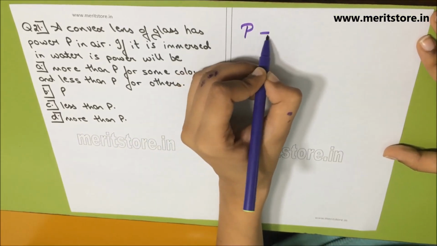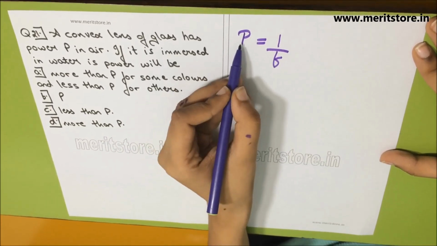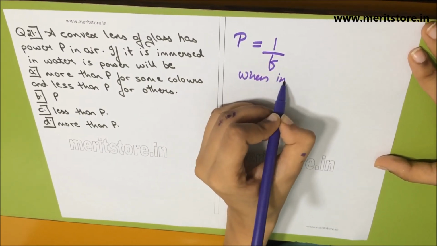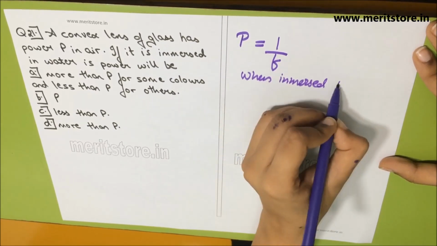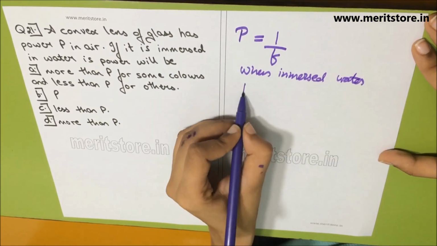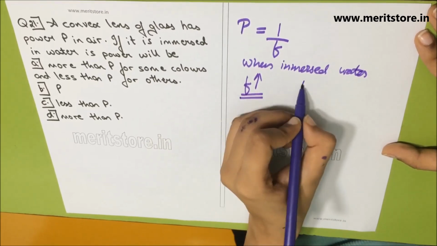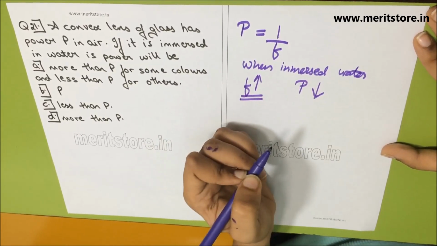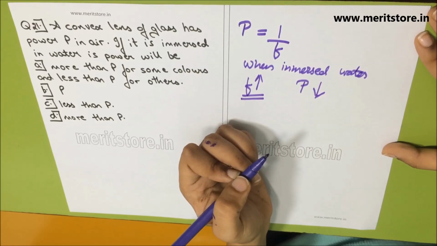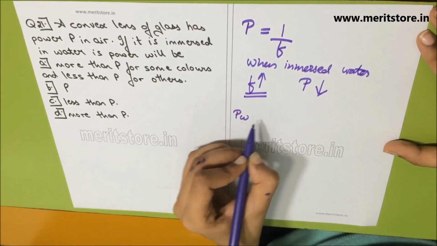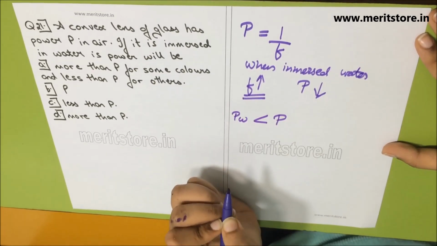We know that P is equal to 1 by F. P is inversely proportional to F. So when it is immersed in water, the F will increase. If F increases, the P has to decrease from what it was originally. Therefore, the new P, that is the P for water, will be less than the original P.